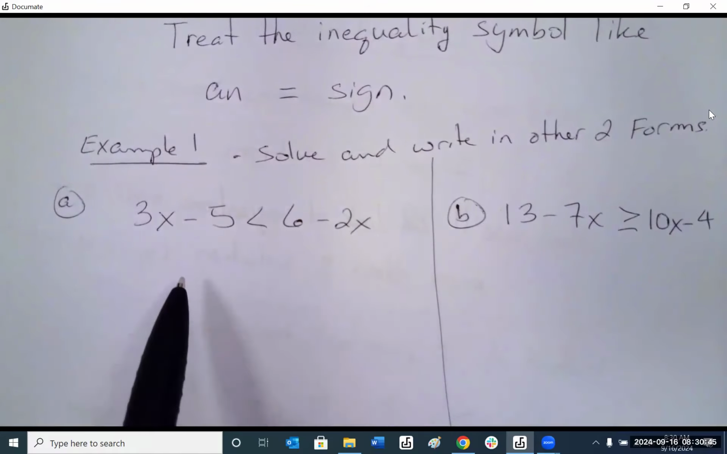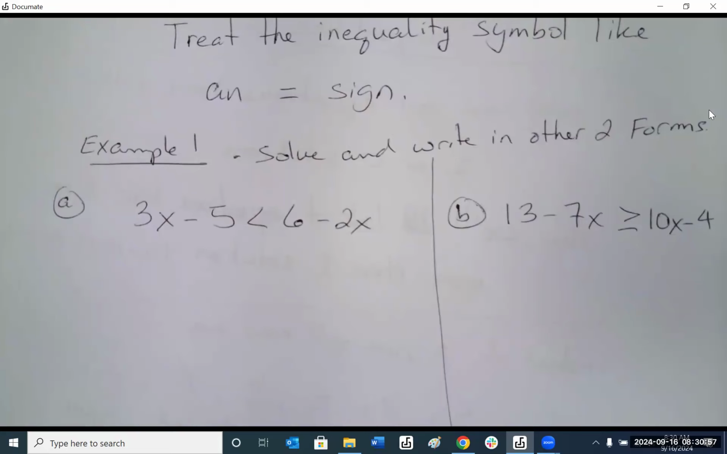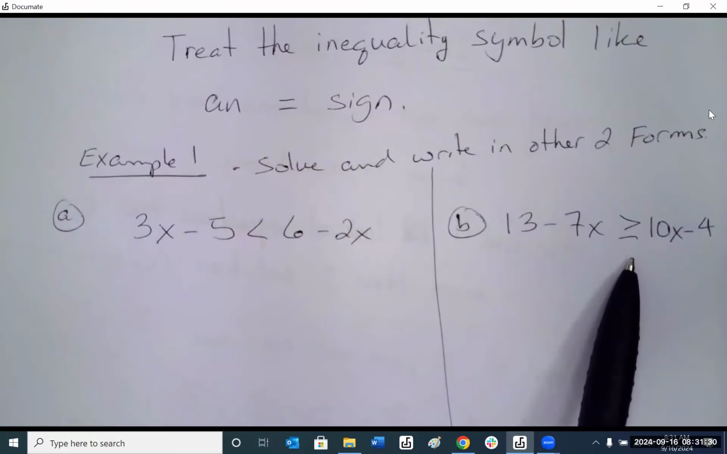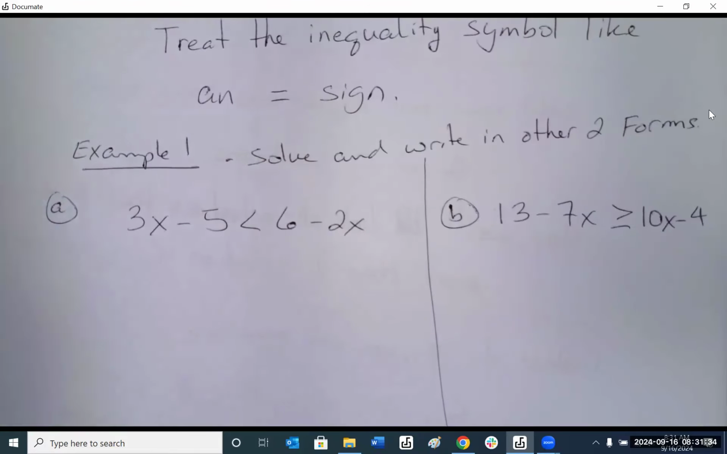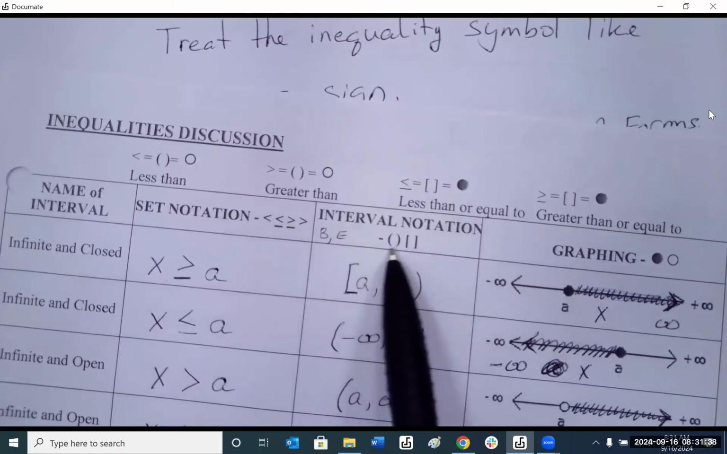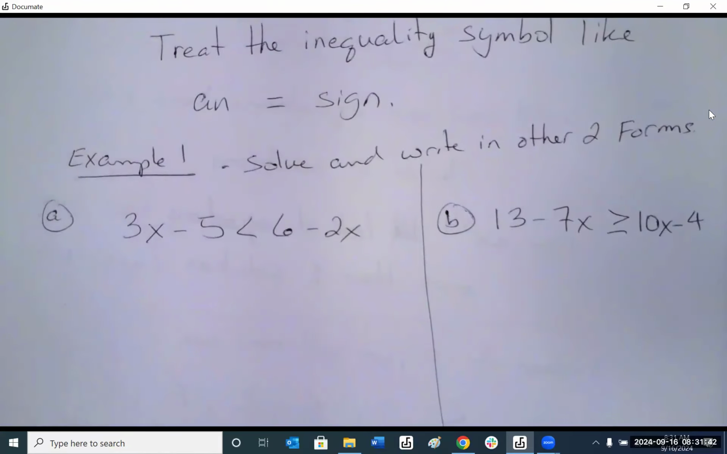So what form is it in now? Maybe the sheet we just went through might help you. Set notation. Why is this set notation? It's because it has inequalities, the pointy arrow things. If you look at the very top of the sheet we just went through, set notation deals with these inequality symbols. If they're brackets and parentheses, that's interval.